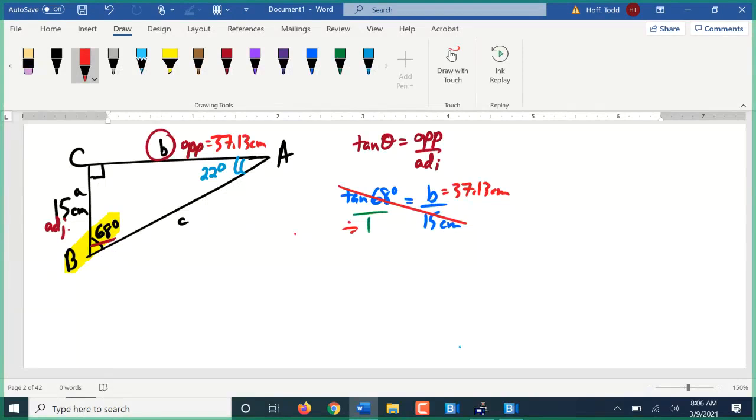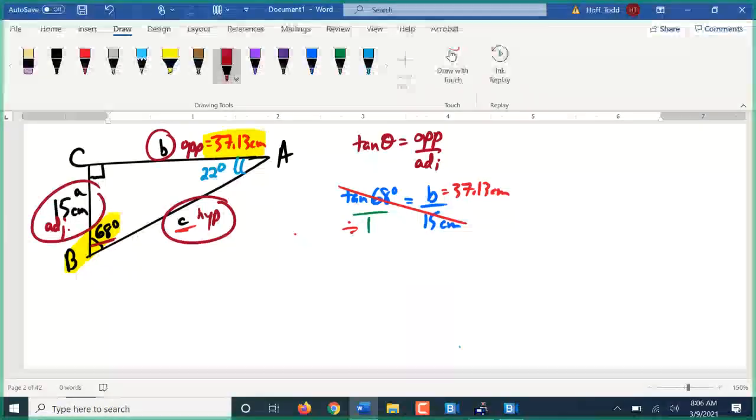Now, once again, I could find C by doing A squared plus B squared equals C squared. But that would require using something I've already calculated. And if we can, we try to avoid that. We try to go back to original information. So C would be the hypotenuse. So I'm finding the hypotenuse. And again, I was given the adjacent side. That's a cosine. Cosine of an angle is adjacent over hypotenuse.